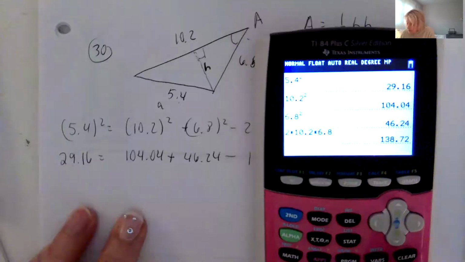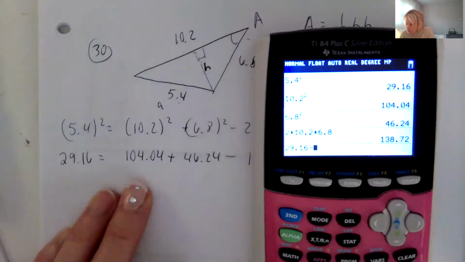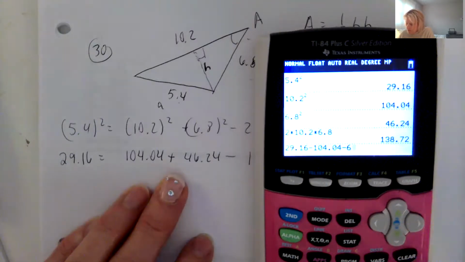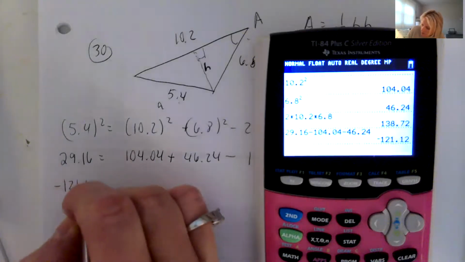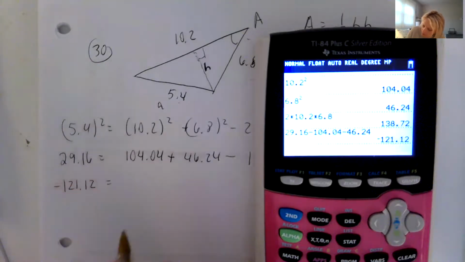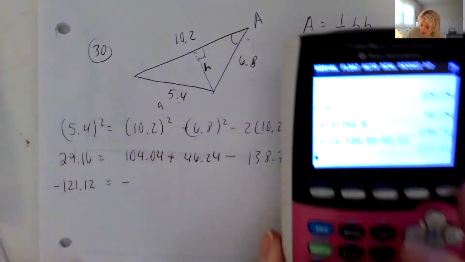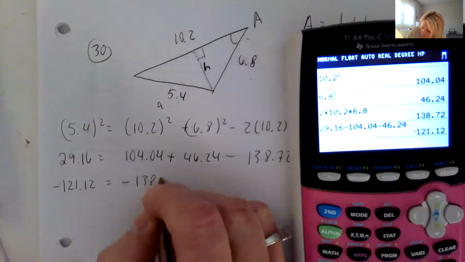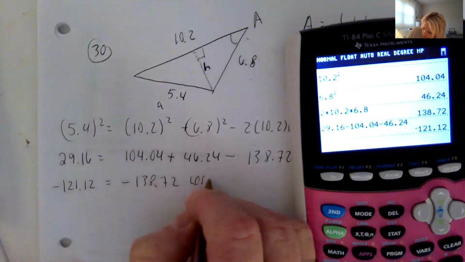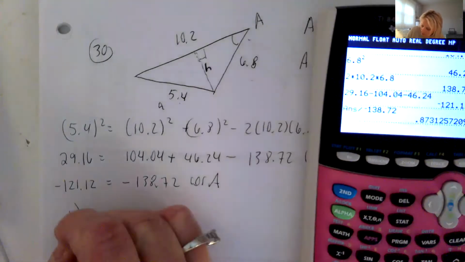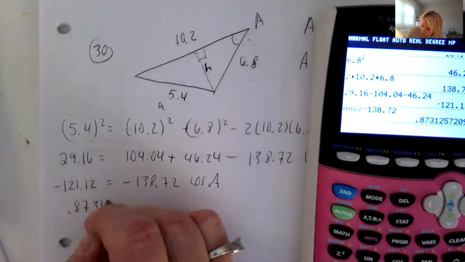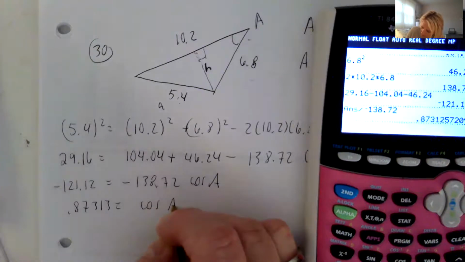So we have 29.16 minus 104.04 minus 46.24. So we have a negative 121.112 equals a negative 138.72 cosine of A. So divide that by the negative 138.72, and we get a positive 0.87313 equals cosine of A.